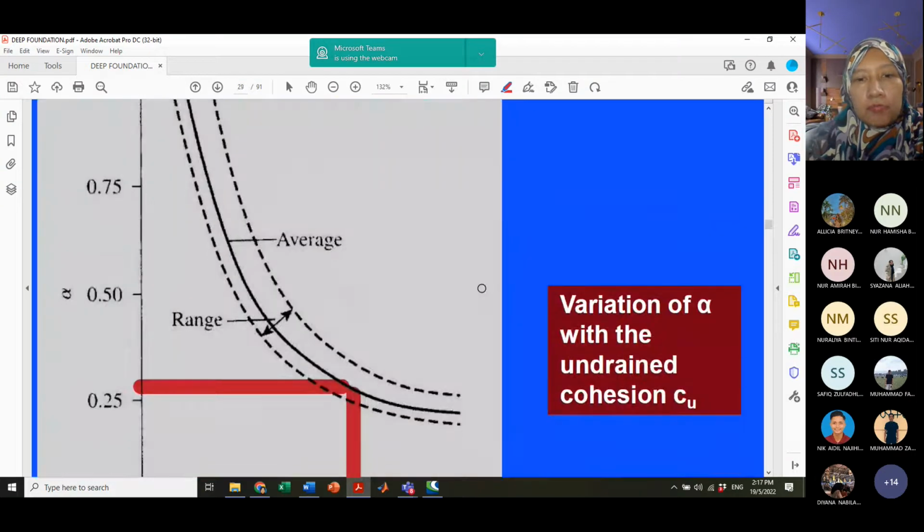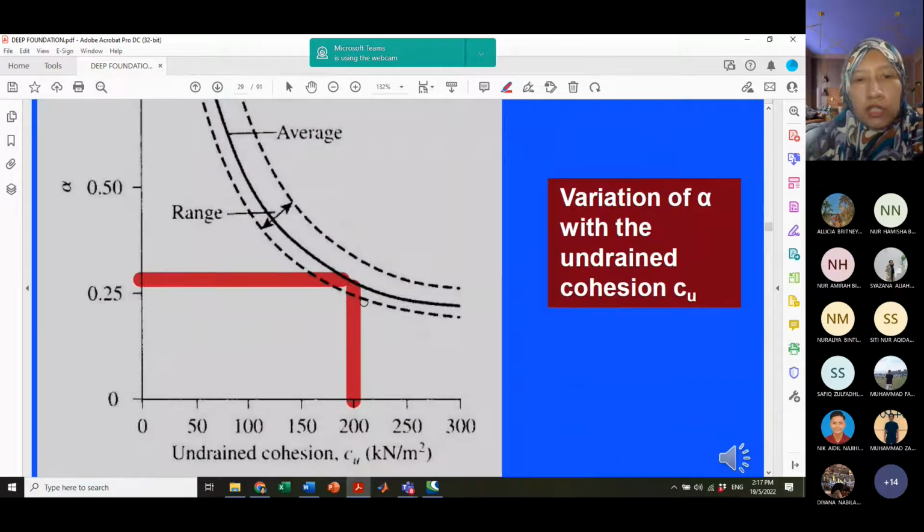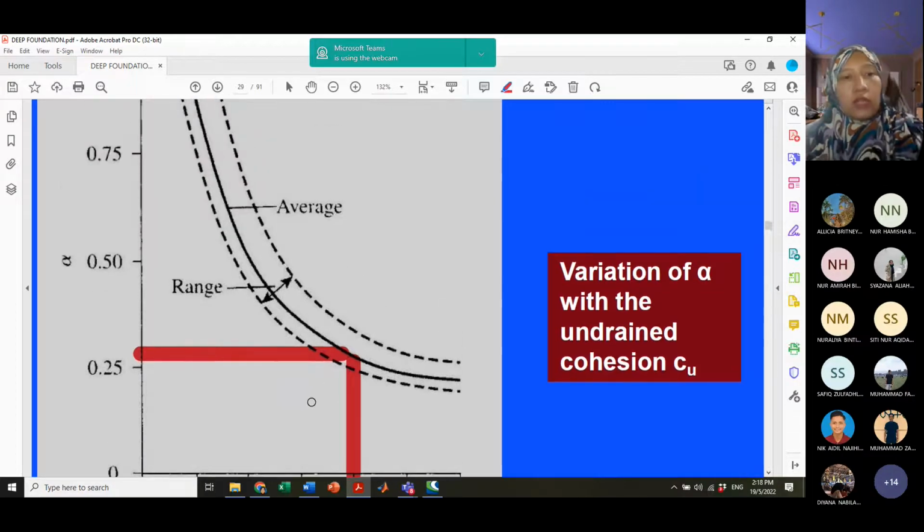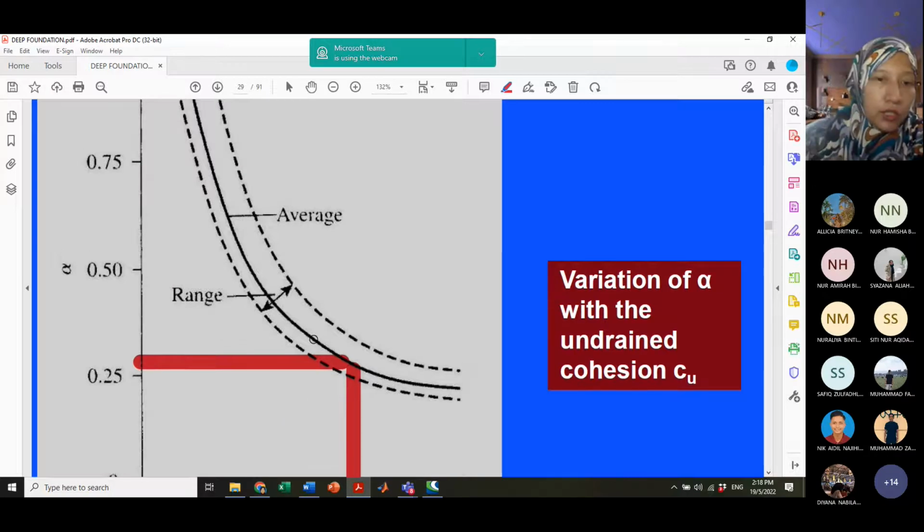Okay. So yang ni dia bagi idea lah macam mana kita nak dapatkan the value of alpha at the average CU. For example, sekarang ni you akan ada upper dash line dengan bottom dash line. Yang kita nak dapatkan the value of alpha at the average of line, yang mana full line kat sini. So kalau you ada average undrained condition is 200, so the alpha is around 0.26 lah, for example. That's the idea if you can get alpha from a graph.